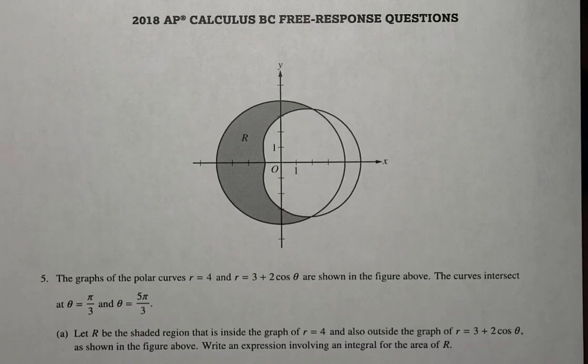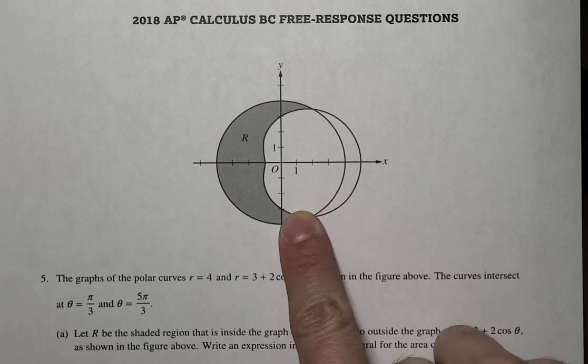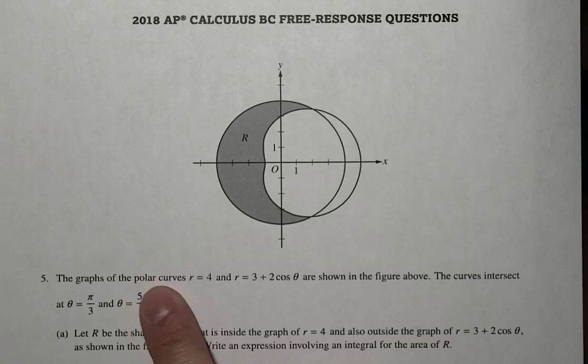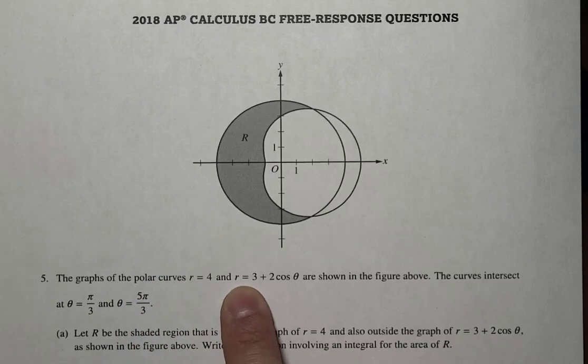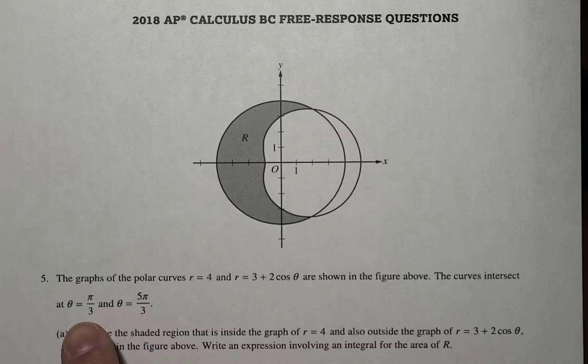Here's another polar curve free response question. This one was given in 2018. This is number 5. It gives us the graphs of the polar curves r equals 4 and r equals 3 plus 2 cosine theta. The curves intersect at pi over 3 and 5 pi over 3.